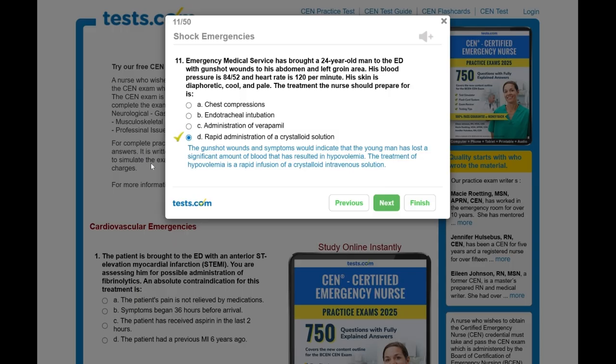The gunshot wounds and symptoms would indicate that the young man has lost a significant amount of blood that has resulted in hypovolemia. The treatment of hypovolemia is a rapid infusion of a crystalloid intravenous solution.